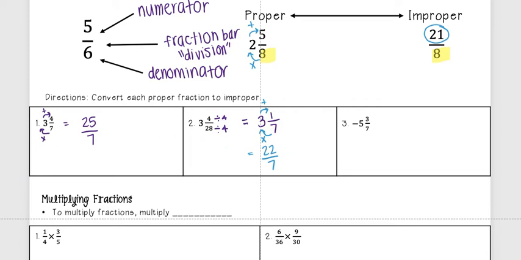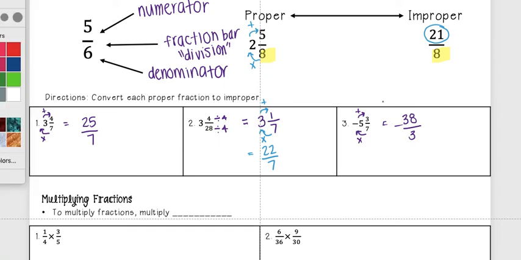Okay, so now I want you to pause the video, try that last one on your own, and then when you think you have it, go ahead and click play. Okay, so this is what you should have gotten. 7 times 5 is 35. 35 plus 3 is 38. The negative sign doesn't really do anything, it's just going to hang out on this side. That should be 38 over 7.